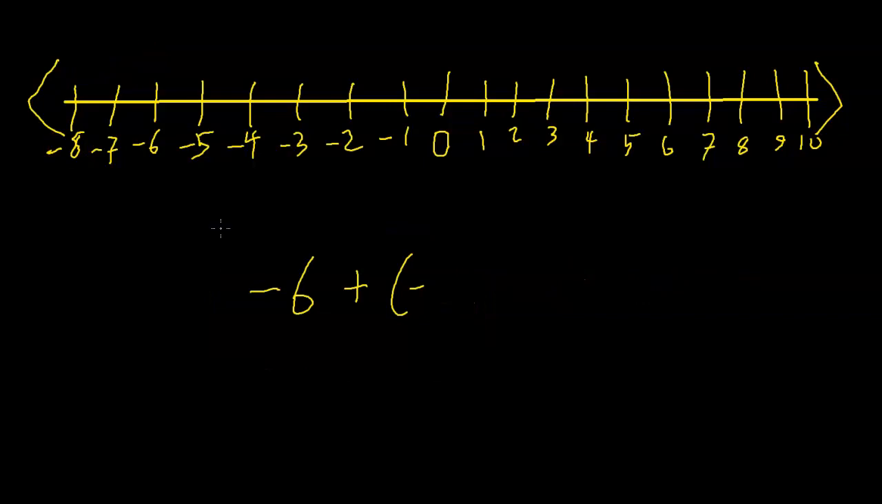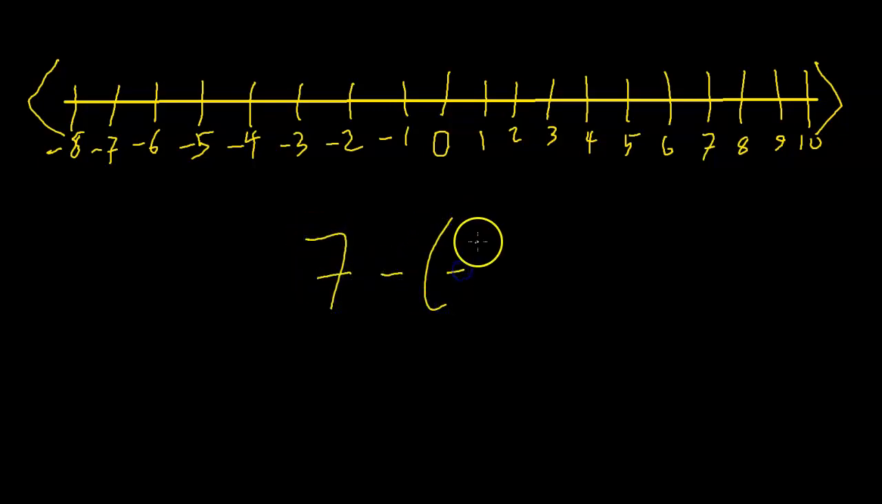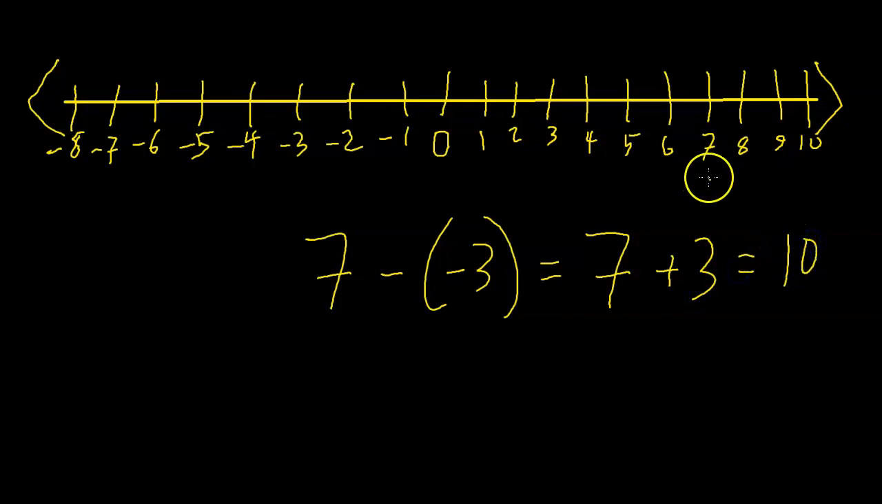All right, let's try 2 more. Let's try 7 minus negative 3. All right, we know we're starting at 7. Then what are we doing? We're subtracting a negative. Subtracting a negative is addition. So minus negative 3 is the same as plus 3. Then 7 plus 3, that's just 10, right? We could start at 7, go to the right because we're doing addition. 1, 2, 3 times, end up at positive 10, right?